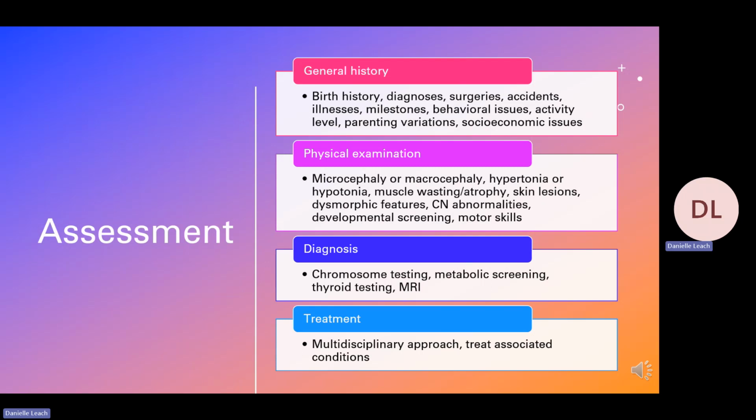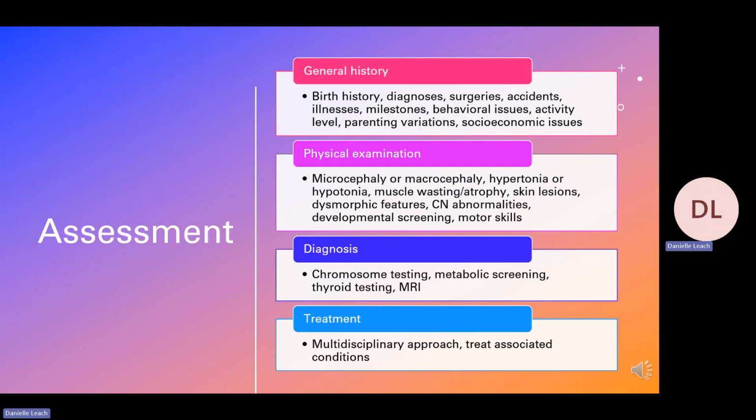Have they had any surgeries, especially on any part of their nervous system? Have they had any accidents? Things like have they had concussions before or hit their head? Any illnesses? Have they been meeting their milestones as expected? Any behavioral issues, like are they excessively aggressive? Do they have any problems at school? How's their interaction with other children?